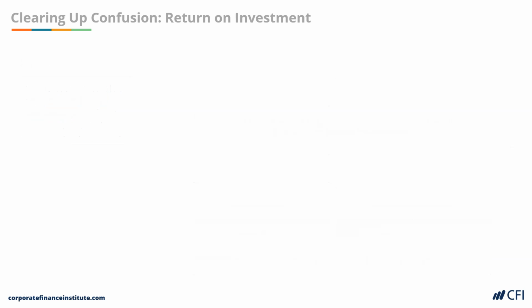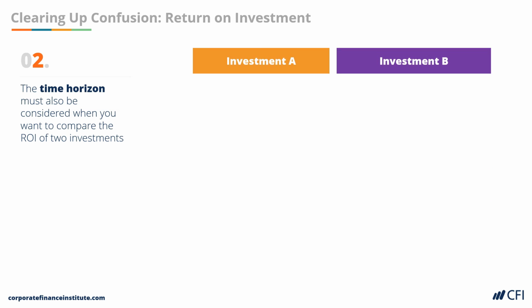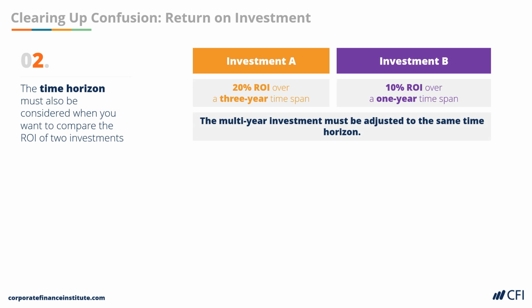However, we also need to adjust for the time horizon when comparing the ROI of two different investments. Let's look at another example. We have two investments, Investment A and Investment B. Investment A has a 20% ROI over a 3-year time span, while Investment B has a 10% ROI over a 1-year time horizon. To compare these two, we need to adjust the multi-year investment to the same 1-year time horizon.